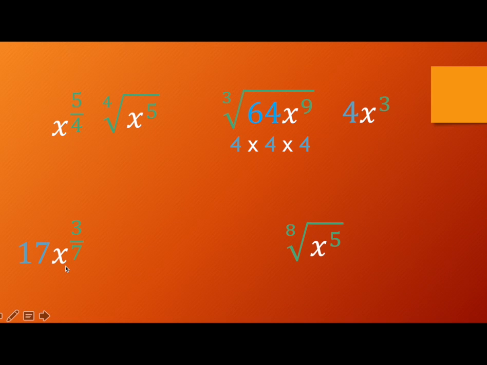The answer to this one is 17 times the 7th root of x to the 3rd. Now, like I said, the 17 is left alone, so it stays out front. Lastly, the answer to this one is x to the 5 over 8 power.